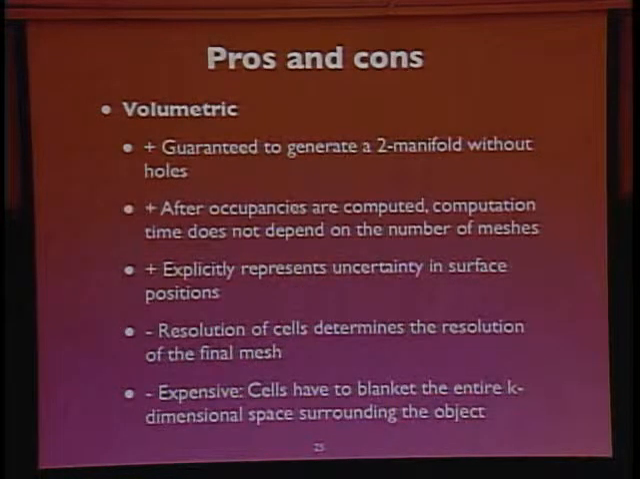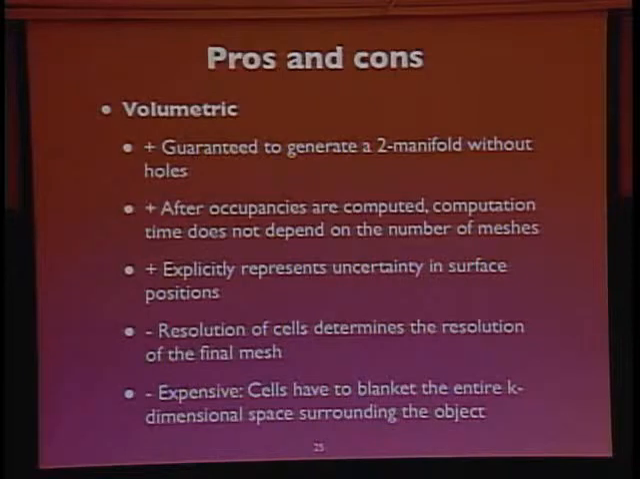Volumetric approaches, on the other hand, especially if you use marching cubes, which gives you this guarantee, are guaranteed to generate a two-manifold without holes. It's genus 0, topologically simple. If you have something like a gnome that is a statuette, you are guaranteed to get a statuette with no holes in it.